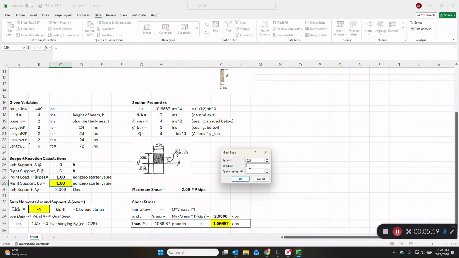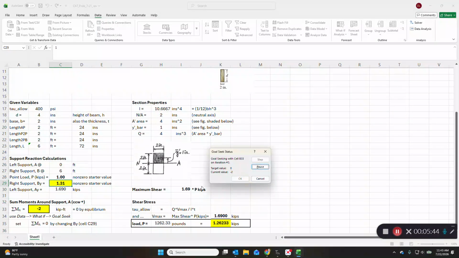We set that value of this value here. Let's make sure we get the right value. We're setting this cell, which is B33, which is the sum of the moments around A, equal to 0, equilibrium. It's not 0, it's -4. The reason is because we don't have the correct value for the right support, so we change the cell of the right support, which here is C29.